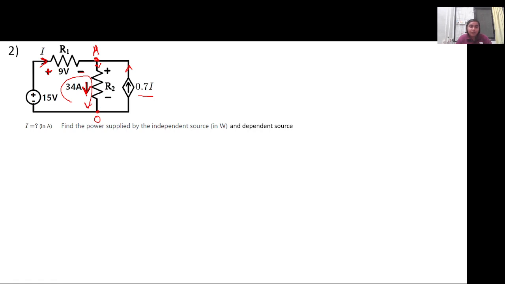So the best option would be, since this branch current I1 is given flowing through it, and we have the current in this particular branch and this particular branch too, so we have the three branch currents. The best option would be to apply KCL at node A and calculate I, because your main aim is to calculate I, not the node voltage at this particular node, right? So you have the branch current in this node, you have the branch current 34 ampere in the second branch, and in the third branch current 0.7 I is flowing. So KCL would be a better option, right?